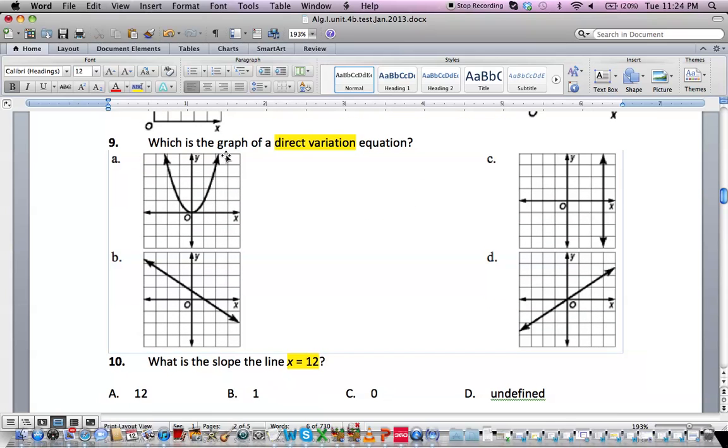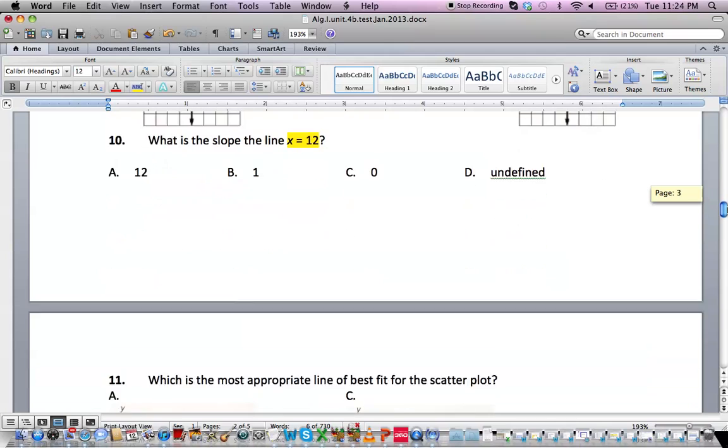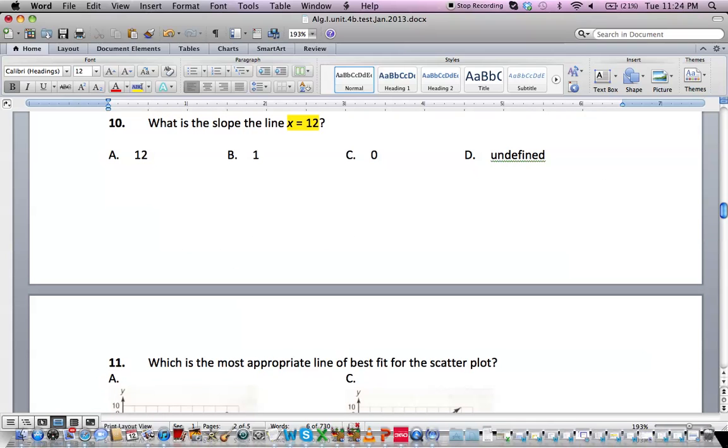Number 9, which is the graph of a direct variation equation? A direct variation equation. Think about what direct variation looks like and what it passes through. Here's A, B, C, D. Which one of these is an example of that? Number 10, what is the slope of the line x equals 12? X equals 12. When you have a line that is x equals 12, what type of line do you have? What type of slope do you have, okay?